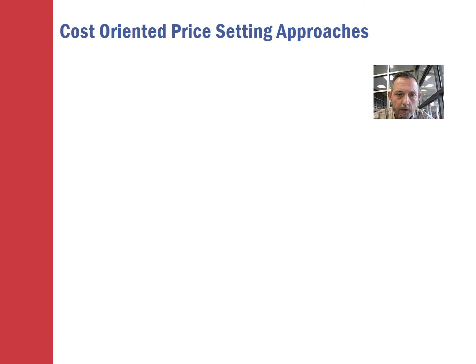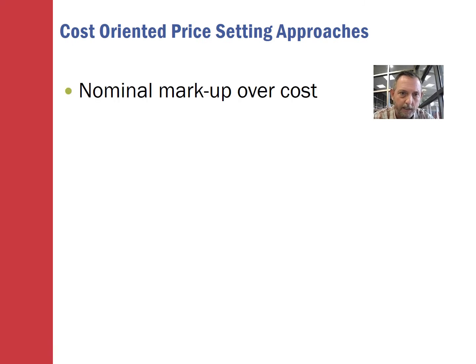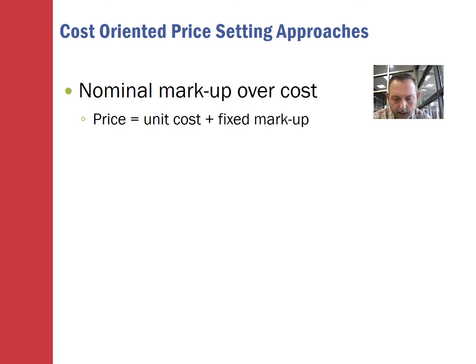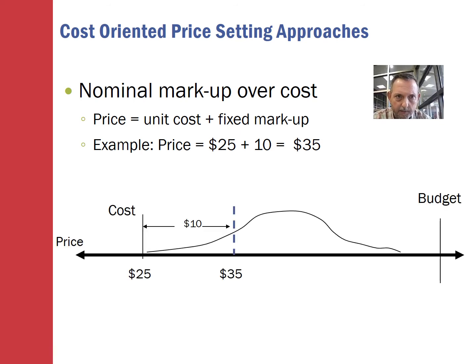There are really two different types of cost-based pricing strategies. One is a nominal markup and the other is a percent markup. When we do a nominal markup, we take our unit cost and we add to it some type of fixed amount, some set amount. Oftentimes it's a dollar amount if we're talking a nominal markup. So in this case, price equals cost plus some type of markup.